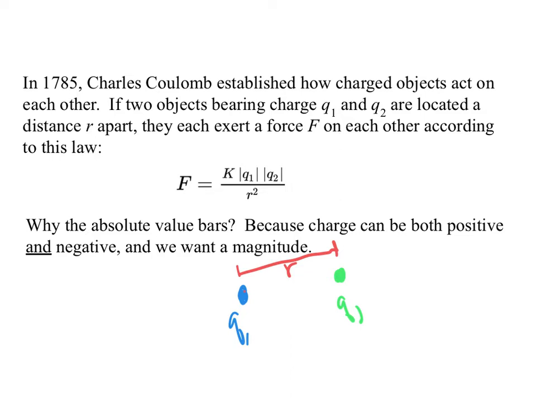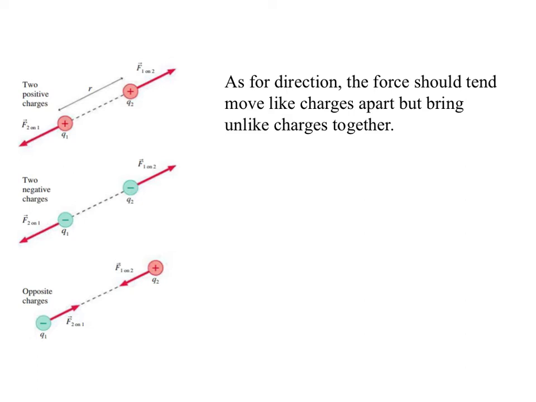You can get cute and try to define it in a vectorially satisfactory way. It turns out to not be worth that kind of effort. It's better to think that the size of the forces depends on the size of the charges. As for the direction, the force should tend to move like charges apart, but bring unlike charges together. Like charges repel, opposite charges attract, and so the force points in such a way as to do that. Two negative charges repel each other, two positive charges repel each other, but a positive and negative pull together. And there's a missing fourth case, which would just be the positive down here and the negative up here doing the same sort of thing.